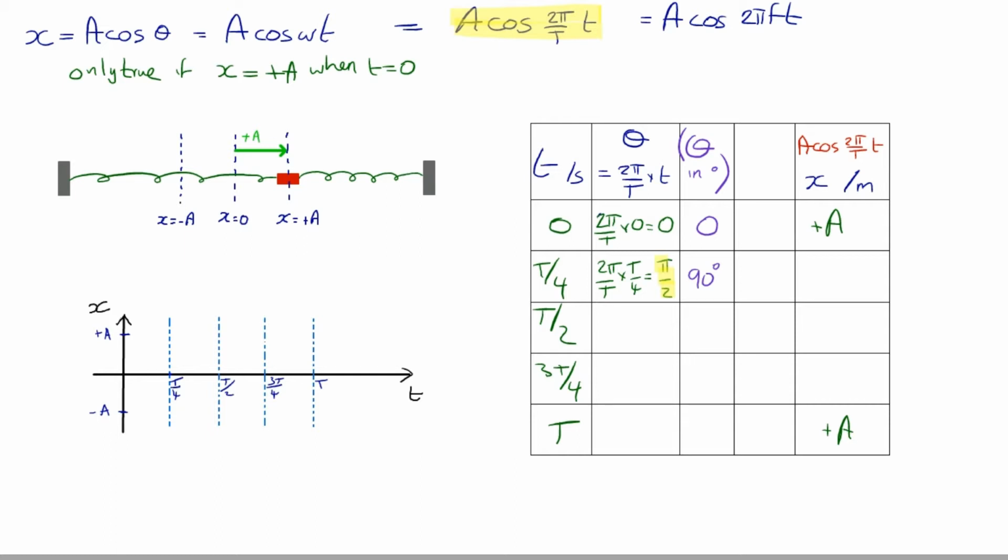Okay, let's do the other three. You might want to pause, see if you can calculate the angles for half a period, 3/4 of a period, and a whole time period. Okay, so did you have a go? Let's see what our values are. So at half a time period, we've got 2 pi over T times T over 2, and that just gives us pi. And at 3/4 of a time period, we get 2 pi over T times 3T over 4, which gives us 3 pi by 2. And finally, at a whole time period, we get 2 pi over T times T, which is 2 pi.